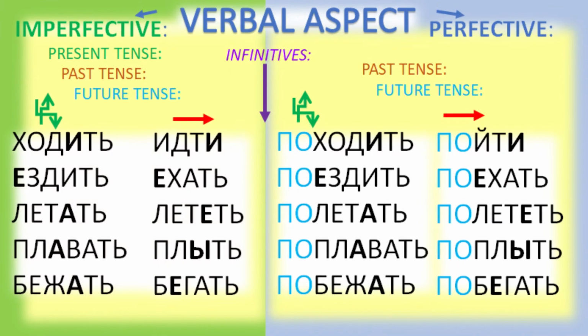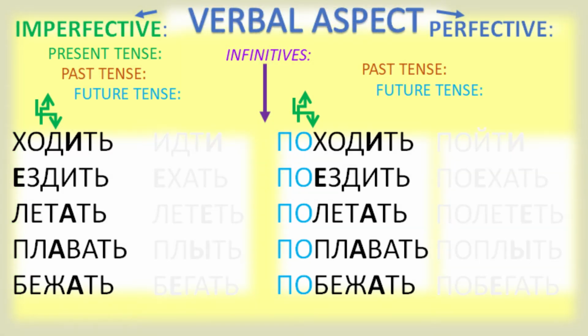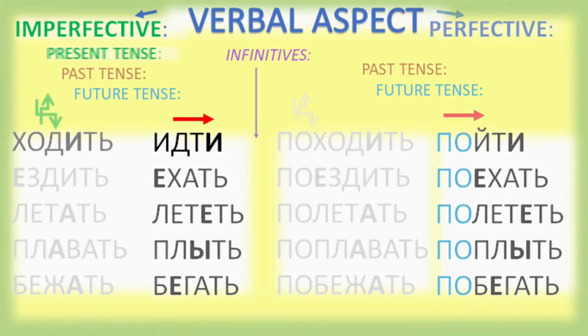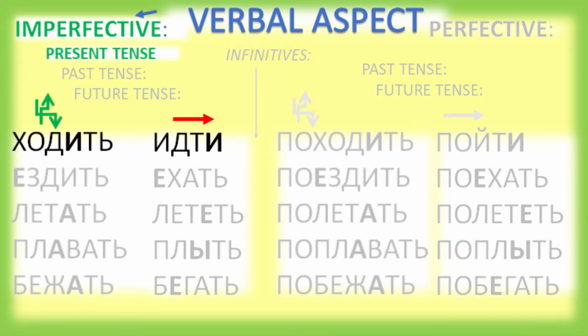So, for each aspect of motion, imperfective and perfective, there are two verb forms, a multidirectional and a unidirectional verb form. Here you will conjugate the verb to go on foot, ходить, идти, imperfective aspect, in the present tense.